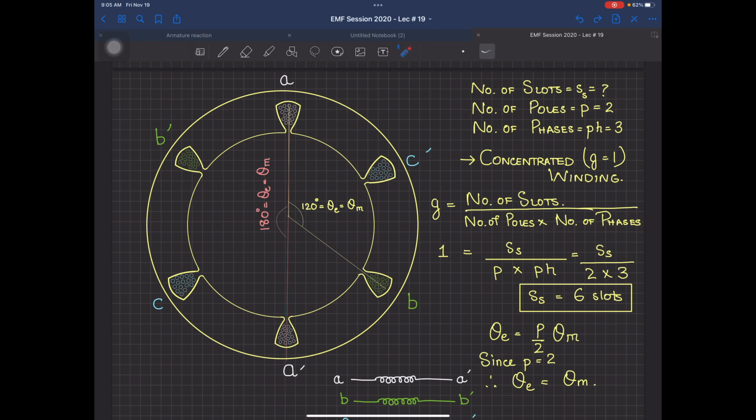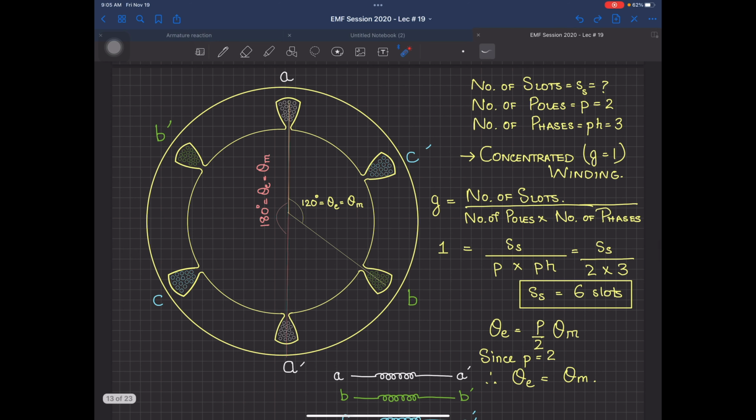The number of poles can never be 3 or 5. It's always going to be 2, 4, 6, whatever. So over here, the minimum number of poles can be 2. The number of phases is 3 because I have a 3-phase supply. So when I plug it in over here, I find out SS is equal to 6 slots.